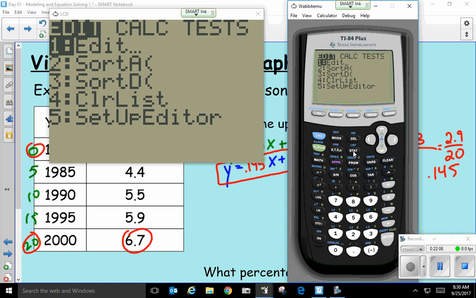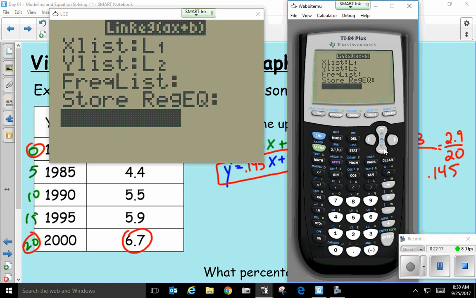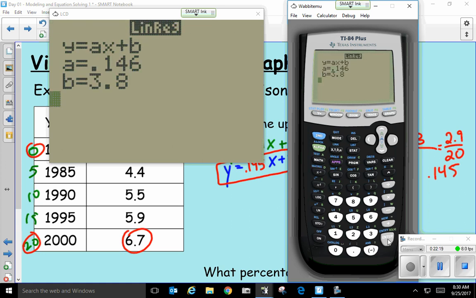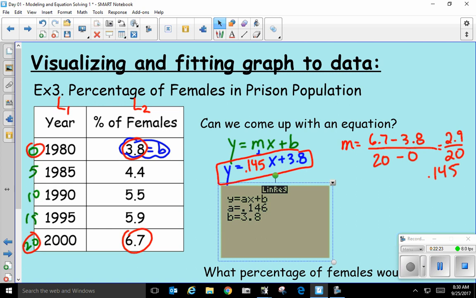Once I enter in my stat edits, I go to stat calculate, which is the second on the top menu. And then what do I want? Do I want a parabola? No. I want a line, don't I? So look, number 4 is a linear regression. I just come down here and calculate it. Look at that. That's by the thousandths. Didn't we come up with 0.145? They have 0.146. They still have 3.8 like we do. So that's off only by a thousandth of a unit.